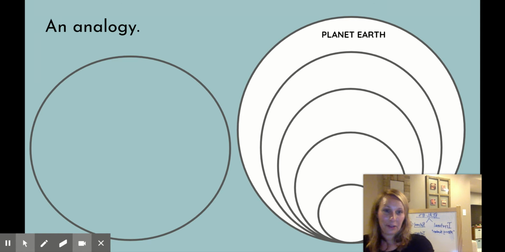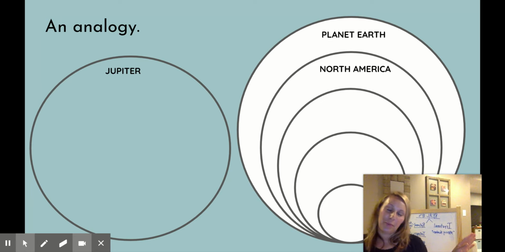Think about planet Earth and Jupiter, two completely separate planets. We know some things about Jupiter, but we know a lot more about planet Earth. One thing we know about planet Earth is that within planet Earth, there is a continent called North America. If we want to be more specific, we can say that within North America, there is the United States of America. If we continue to classify more specifically, we live in the state of Minnesota, which happens to be in the United States, which is also a part of North America and also a larger part of the planet Earth.